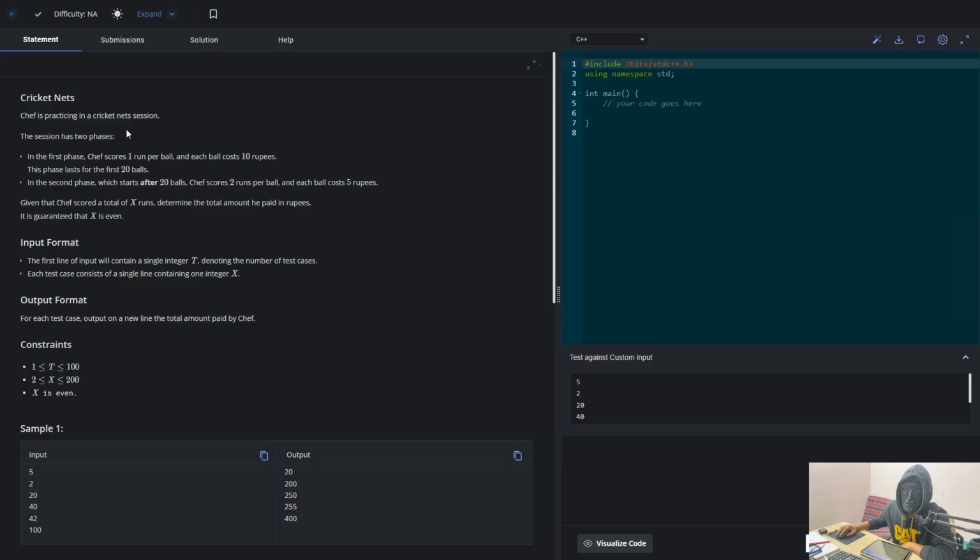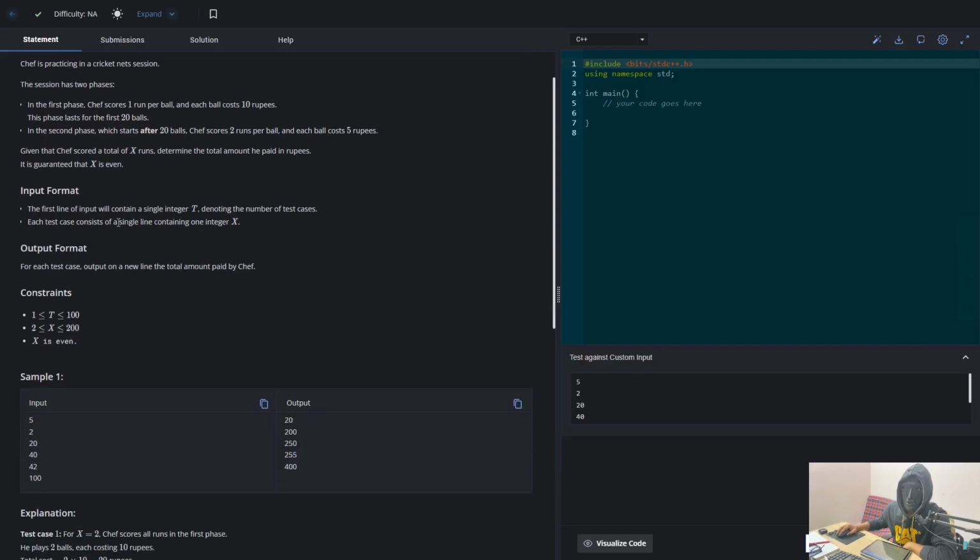Chef is practicing in a cricket net session. The session has two phases. In the first phase, Chef scores 1 run per ball and each ball costs 10 rupees. This phase lasts for the first 20 balls. In phase 2, which starts after the 20th ball, Chef scores 2 runs per ball. Each ball costs 5 rupees. So given that Chef scored a total of X runs, determine the total amount he paid in rupees. It is guaranteed that X is even.